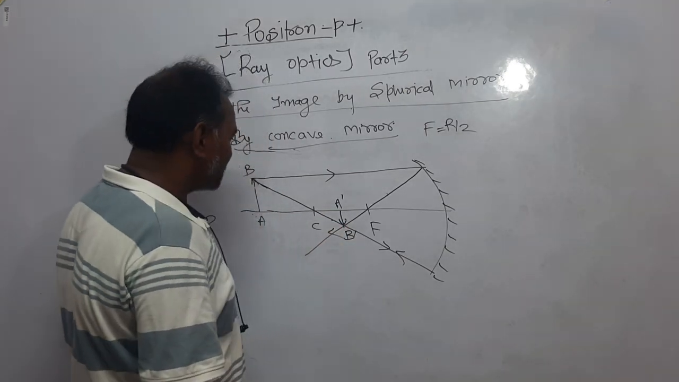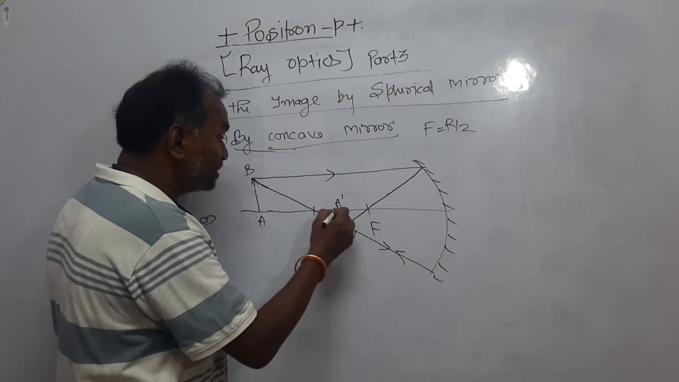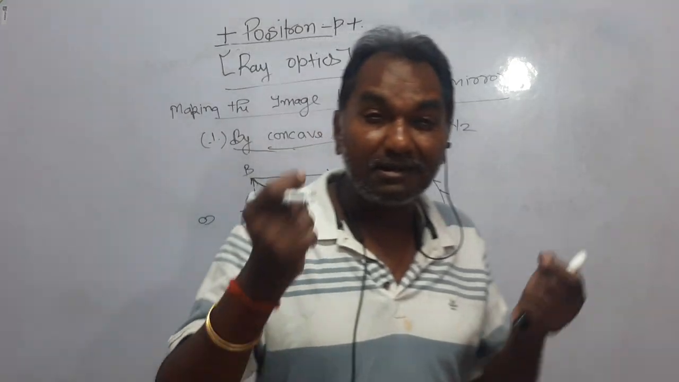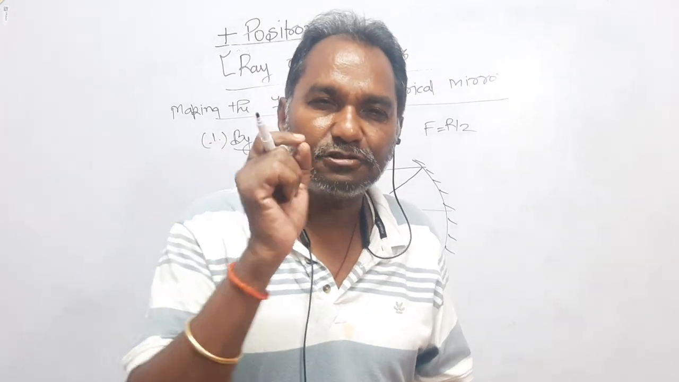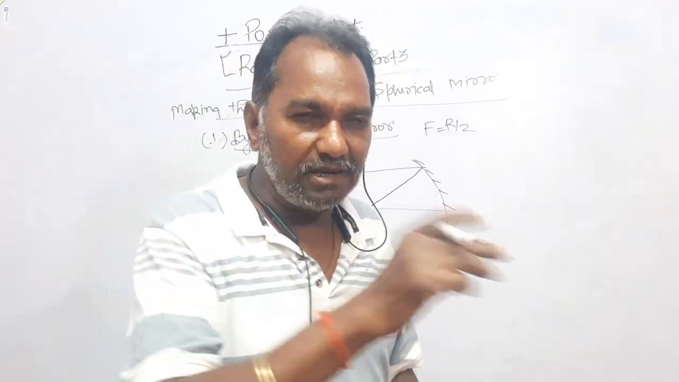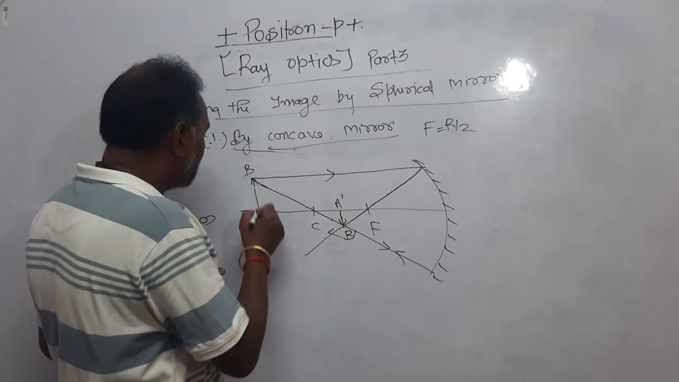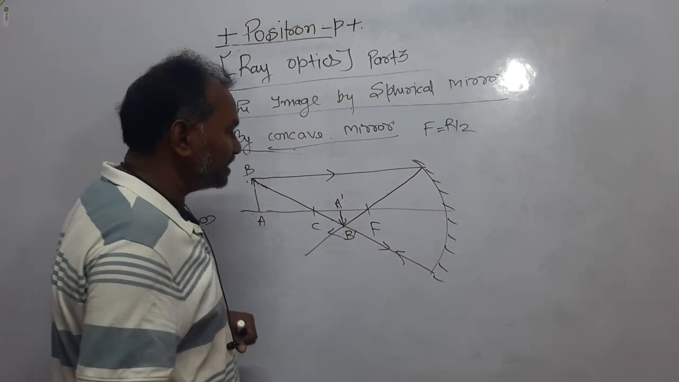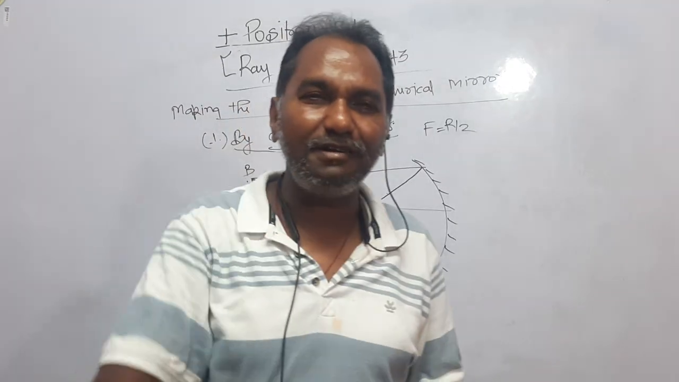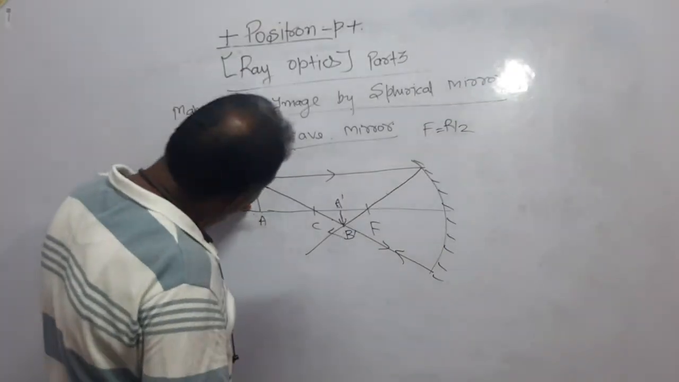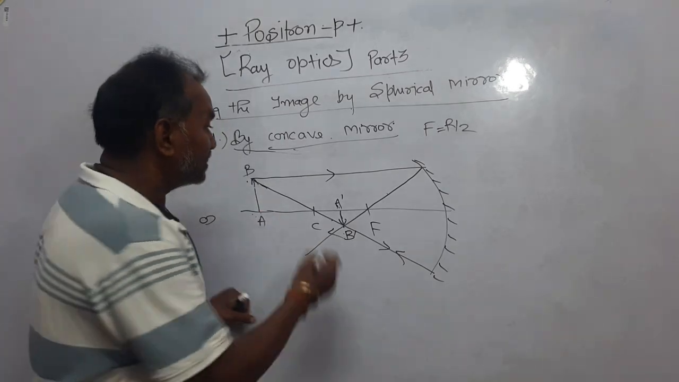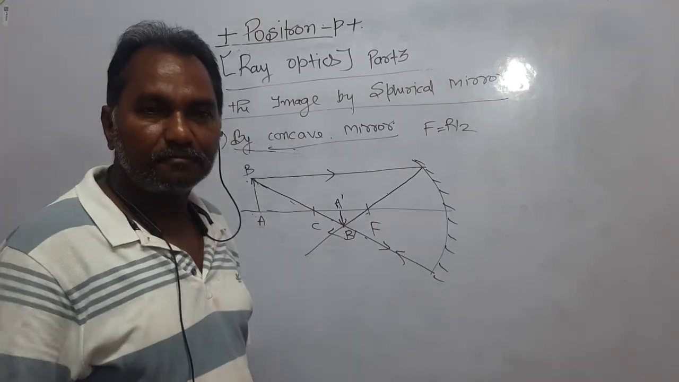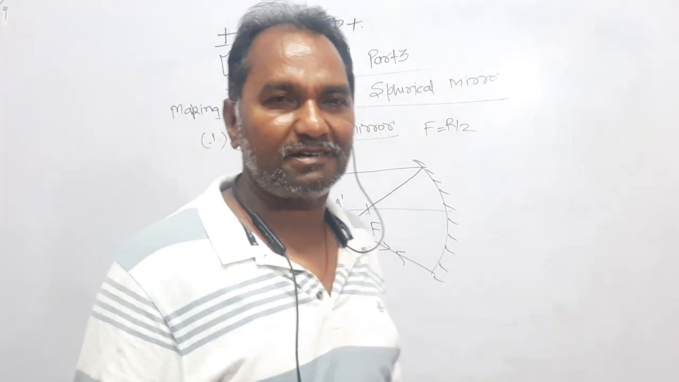Now, dear students, the image is inverted. The rays are actually intersecting each other, so the image is real, right? This is AB. This is A dash, B dash. The image is real and inverted, and also smaller than the object, so it is diminished. The image is real because the rays are actually intersecting, right? This is not a virtual intersection. We will talk later on.